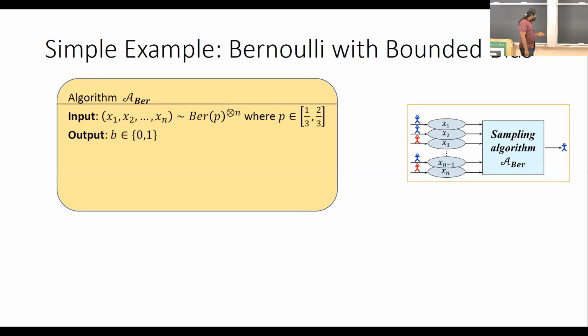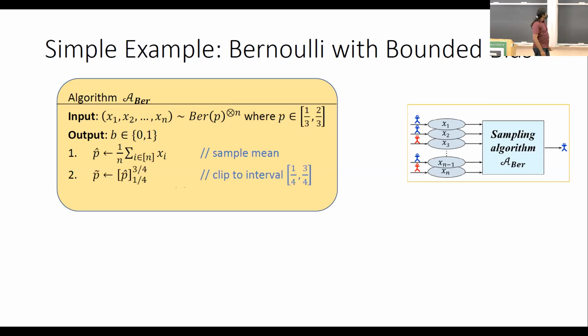Okay. And what I'll claim about this algorithm is that in order to ensure privacy, we don't have to do any explicit noise addition, which is how we get our improvement. Okay, so the first step is just take the sample mean of the data set. Then you clip to this interval 1/4, 3/4. So what do you mean by clipping? So if the sample mean is smaller than 1/4, you set it to 1/4. If it's bigger than 3/4, you set it to 3/4. Otherwise, you just leave it untouched.